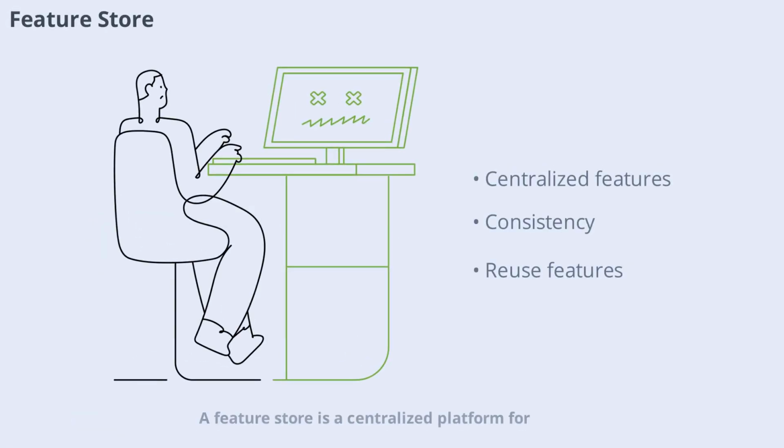A feature store is a centralized platform for managing and serving features used in machine learning models. It ensures consistency between training and production, making it easier to reuse features and maintain high-quality models.